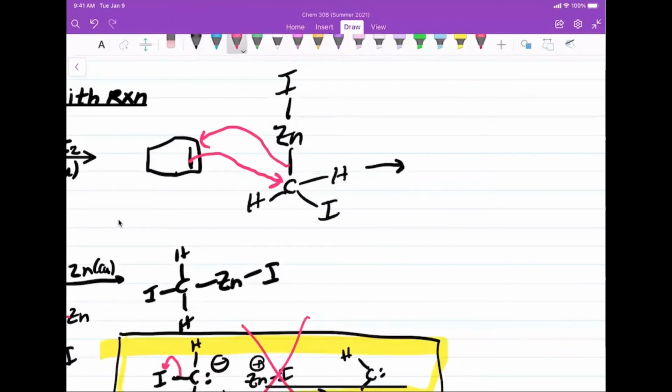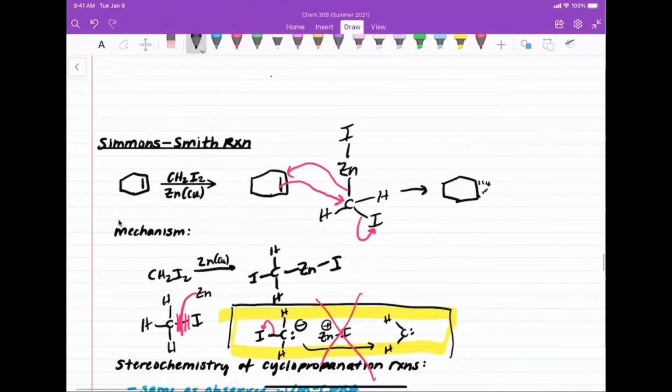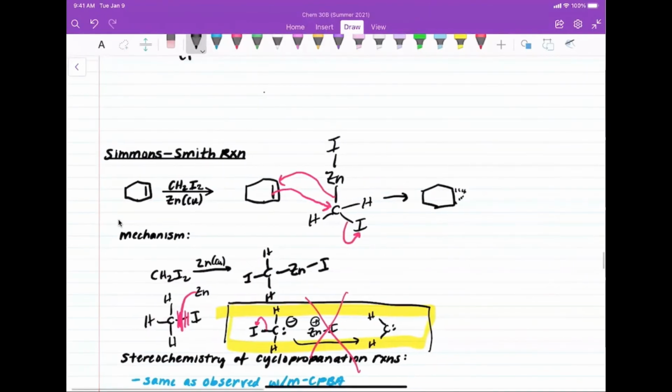Oh, sorry, I forgot to kick off my leaving group. Okay, and that's going to give us this, which again is a meso compound. Yeah, exactly, and that's all in one step. So it's basically combining all the other steps of the carbene reaction.